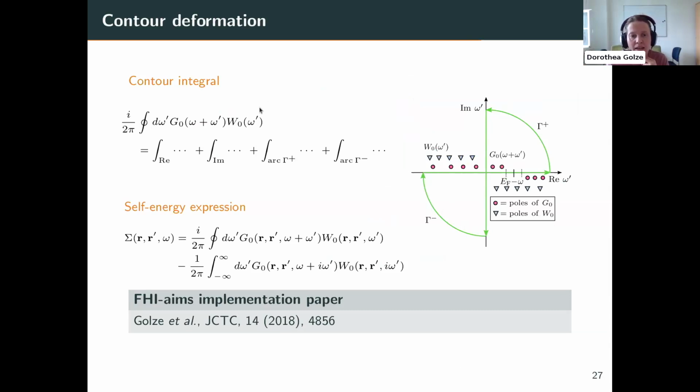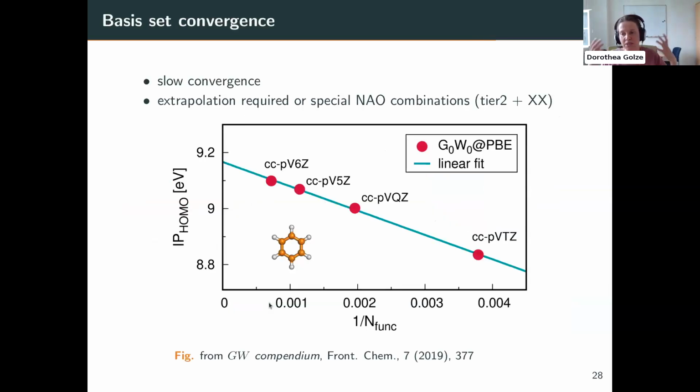Basically, this part has four parts: the one along the real frequency axis, along the imaginary frequency axis, this term, and then two parts going around these arcs. You can show that these two terms get zero. And we want to have this term, right? The self-energy along the real frequency axis. So we simply have to subtract the imaginary term here from the path integral. You can read more about the implementation, for example, in this paper. So that was the frequency integration. It's an important point in GW.